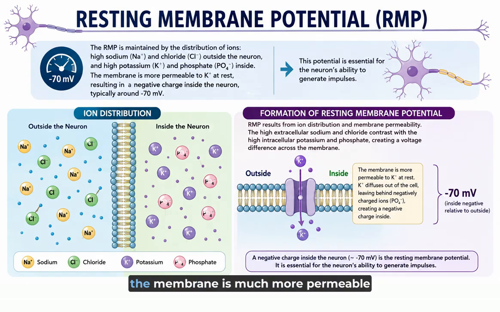At rest, the membrane is much more permeable to potassium than to sodium. Potassium leakage channels remain open, allowing potassium ions to diffuse out of the neuron. As positively charged potassium ions leave, negatively charged phosphate ions remain trapped inside the cell. This causes the inside of the neuron to become increasingly negative relative to the outside. A small amount of sodium may leak into the neuron, but the membrane allows much more potassium to move out than sodium to move in.